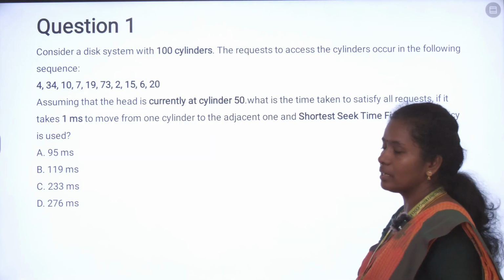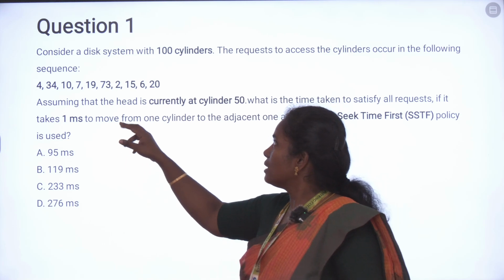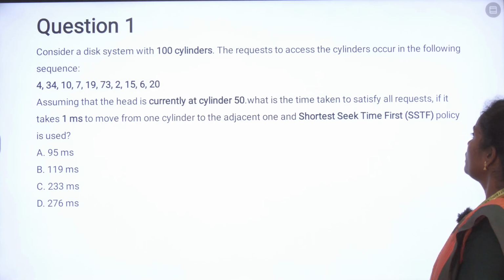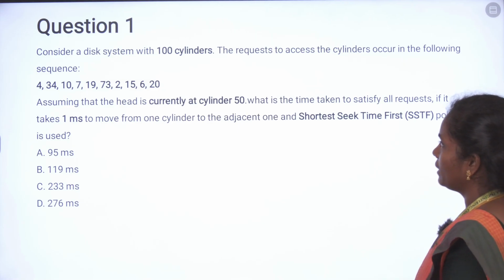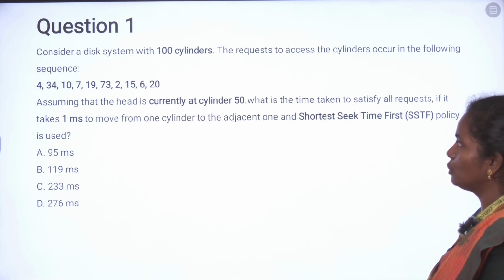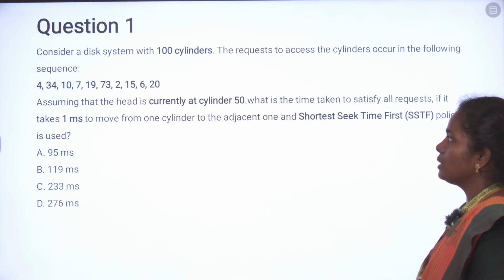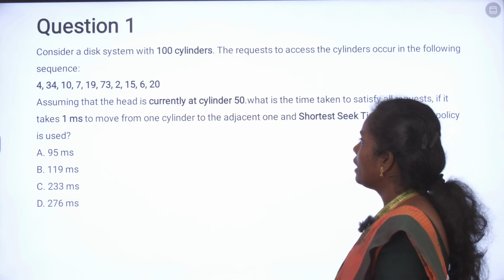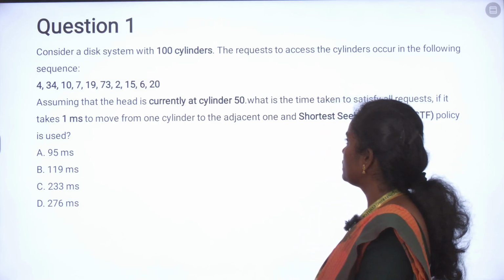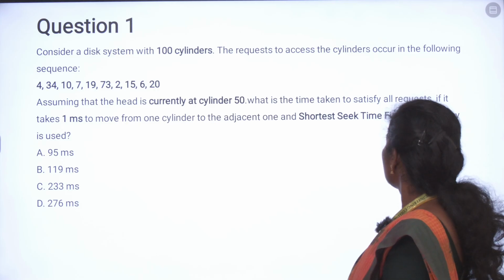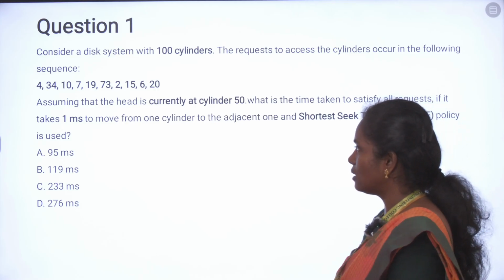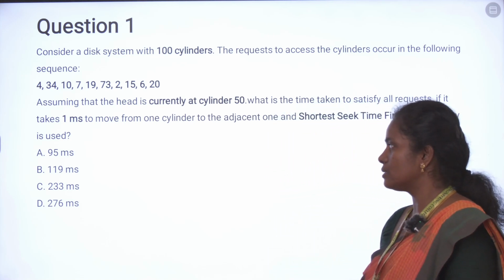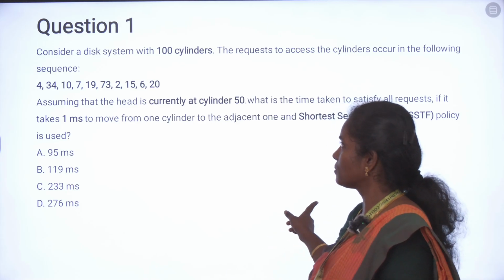Now, we will see some previous year GATE questions related to this topic. Consider a disk system with 100 cylinders. The requests to access the cylinders occur in the following sequence: 4, 34, 10, 7, 19, 73, 2, 15, 6, 20. Assuming that the head is currently at cylinder 50, what is the time taken to satisfy all requests, if it takes 1 millisecond to move from one cylinder to the adjacent one, and the shortest seek time first policy is used? The options are A 95 milliseconds, B 119 milliseconds, C 233 milliseconds, D 276 milliseconds.